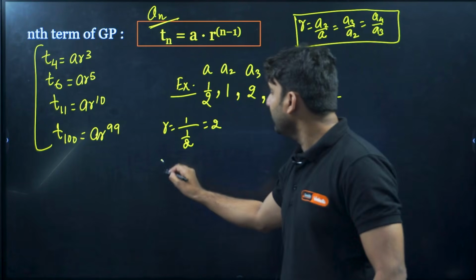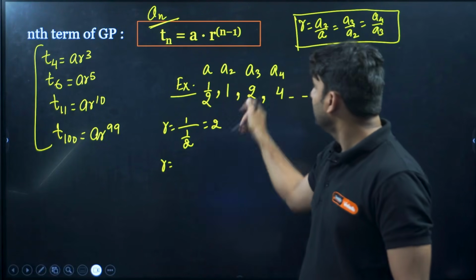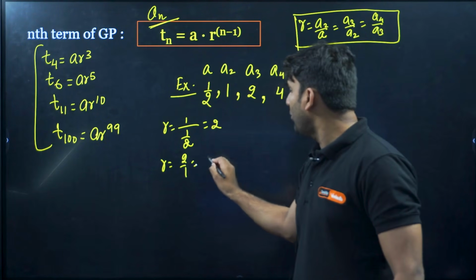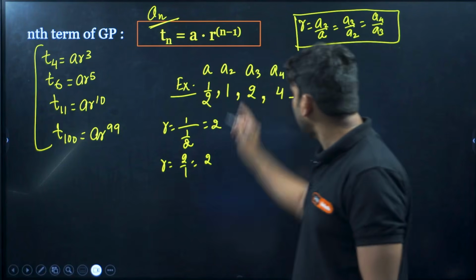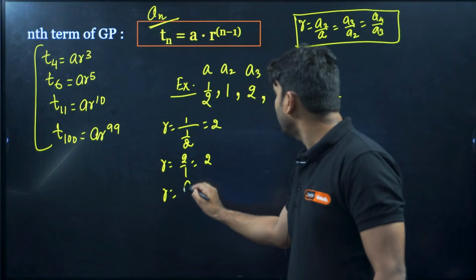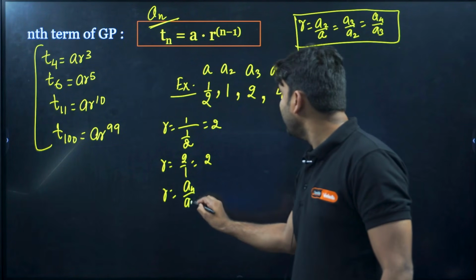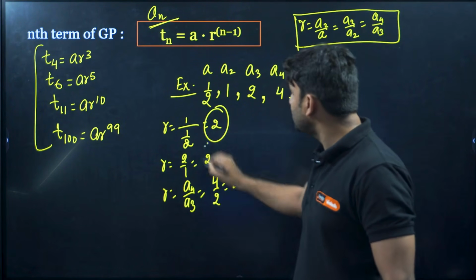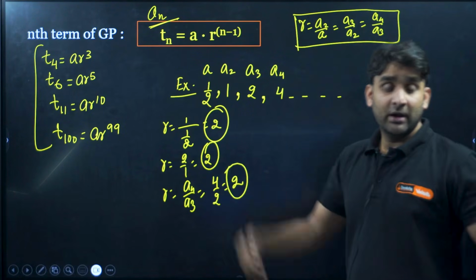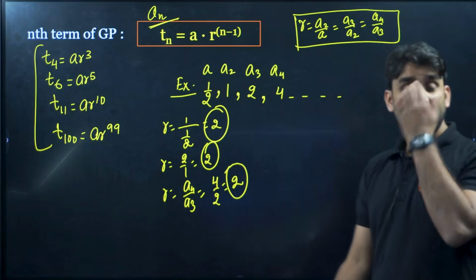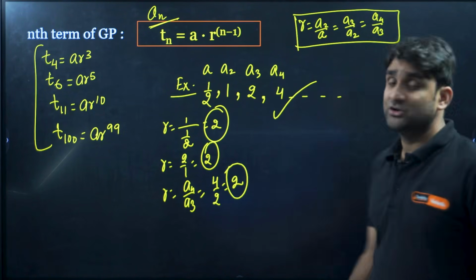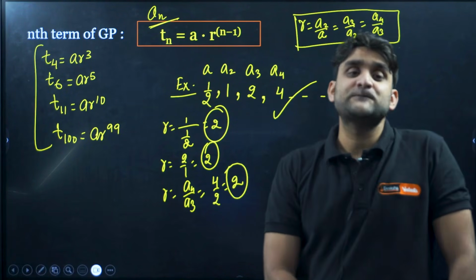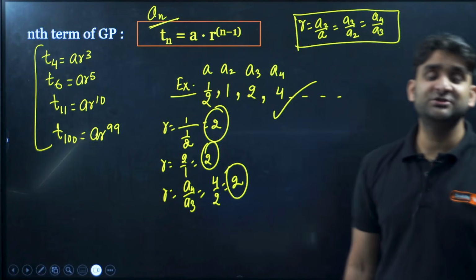Now again, take these two terms. 2 divided by 1, oh wow, we have 2. Now take the third pair. R is equal to A4 divided by A3. A4 is 4 divided by 2. Oh wow! The common ratios are the same. And if the common ratios are the same, it means that the given progression is GP. The given progression is GP.